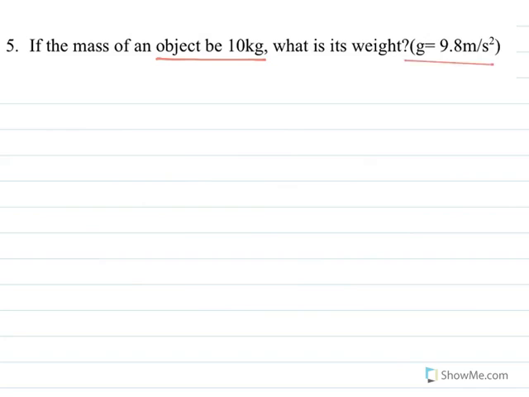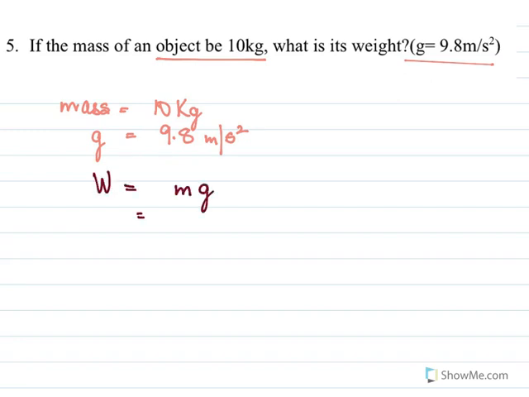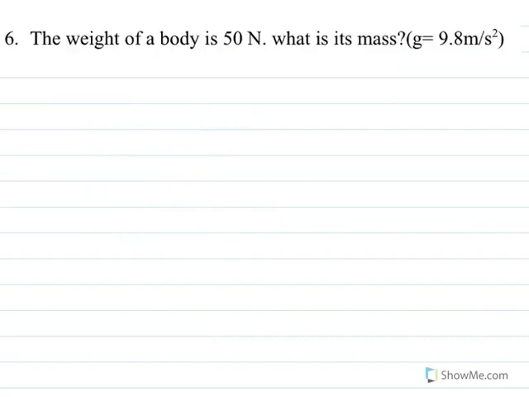G equal to 9.8 meter per second square. So mass equal to 10 kg. Acceleration due to gravity is 9.8 meter per second square. And we need to know the formula for weight. Weight is mass into acceleration, that is 10 into 9.8. So weight is 98 newtons.